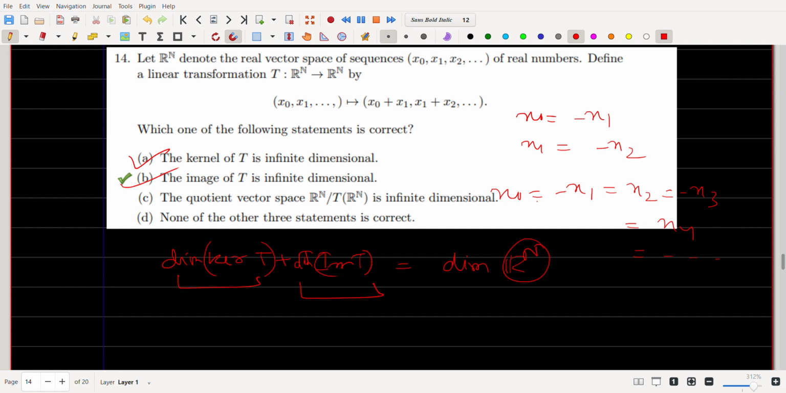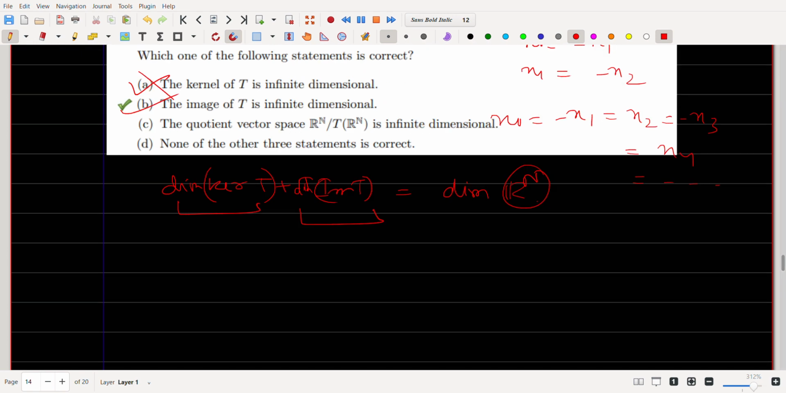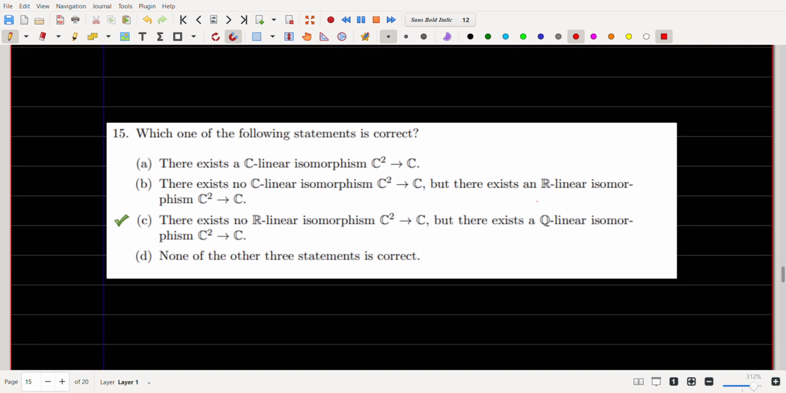That is fine. Now, the quotient vector space Rn mod T of Rn is infinite. That is also false, because the dimension of Rn mod T Rn is the same as the dimension of kernel T. So kernel T has dimension 1, so that's why this is correct. So the second one is correct, option A is false. So this is the simple one.